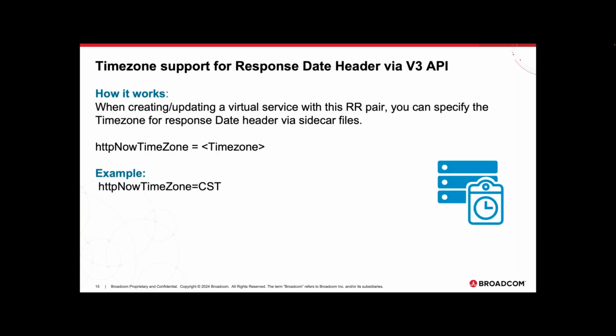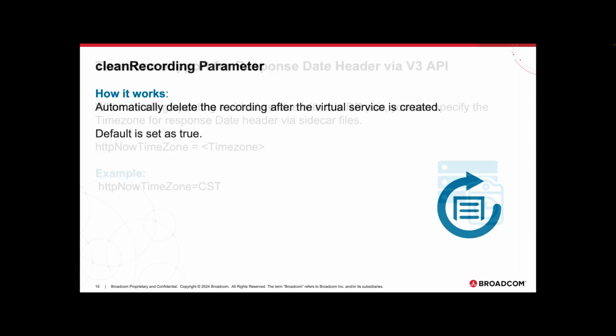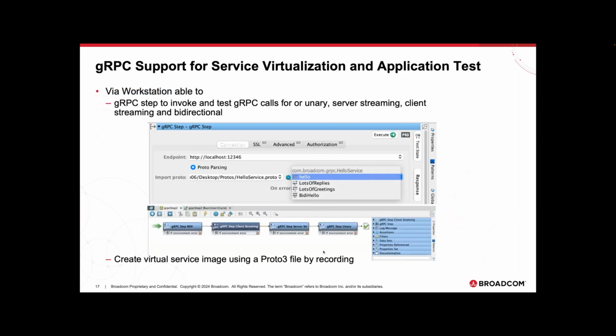If you're looking for a virtual service or a transaction to respond in a specific type of time zone, that is something you can also identify at the time of creating it in your sidecar files when you've zipped up your transactions for the virtual service. And we also make sure that you're able to clean it afterwards. Now, that's a lot of capabilities in the API. As I've highlighted, we have a lot of other capabilities as well.